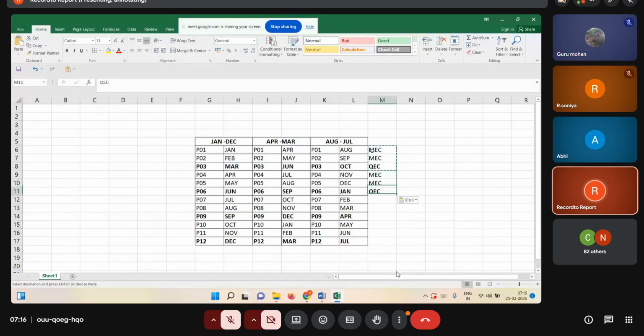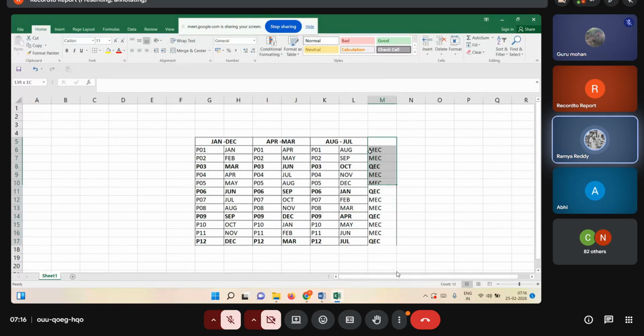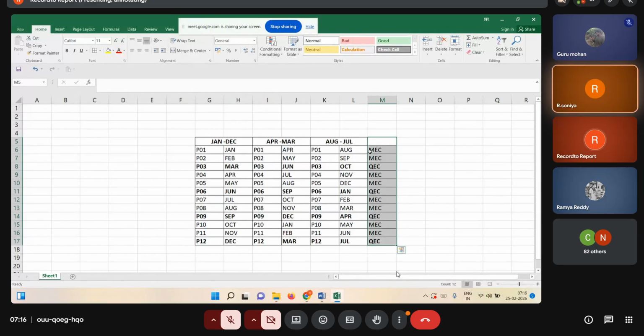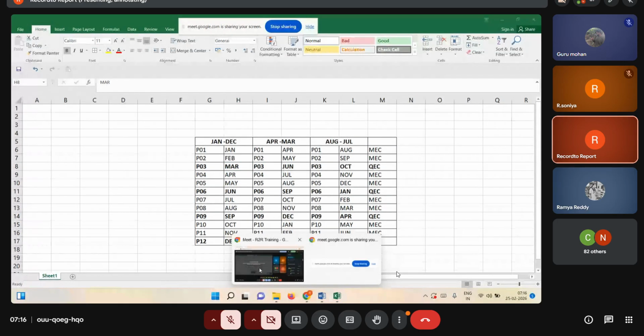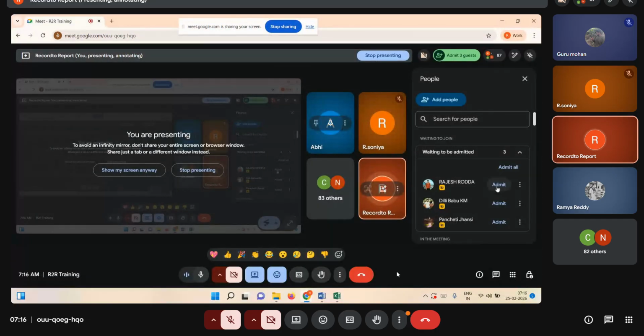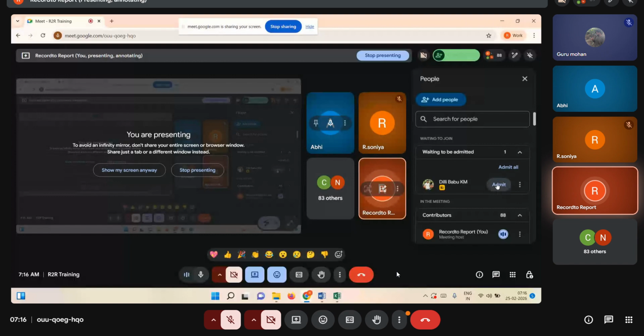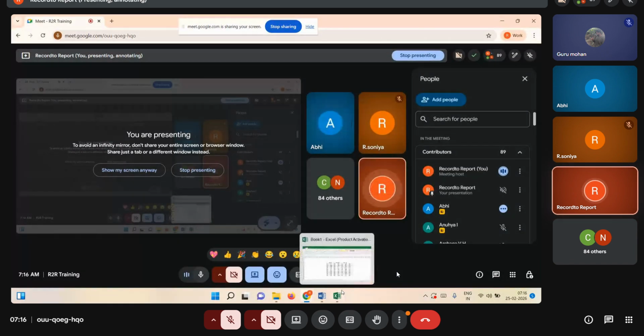Every year, how many month ends and how many quarter ends will we get? 8 month ends and 4 quarter ends. Sorry, 12 month ends and 4 quarter ends. So this is about the month end and quarter end. Month end will be the heavy work, guys.